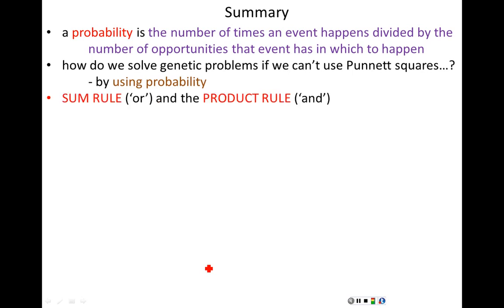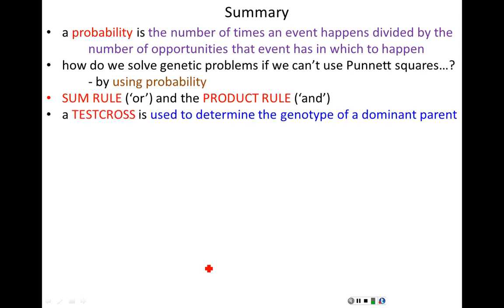We have the sum rule, which is given by the word "or." The probability of flipping a head or a tail is 1/2 plus 1/2. And the product rule, and the probability of flipping a head and a tail is 1/4, 1/2 times 1/2.